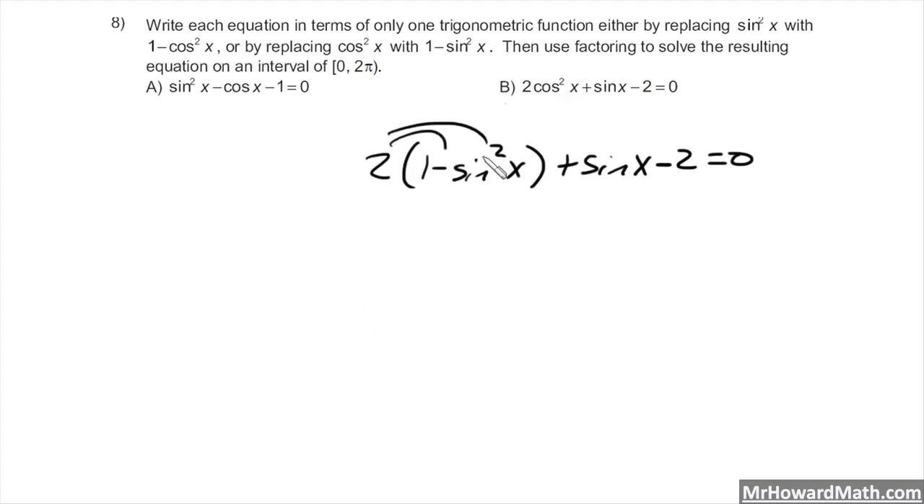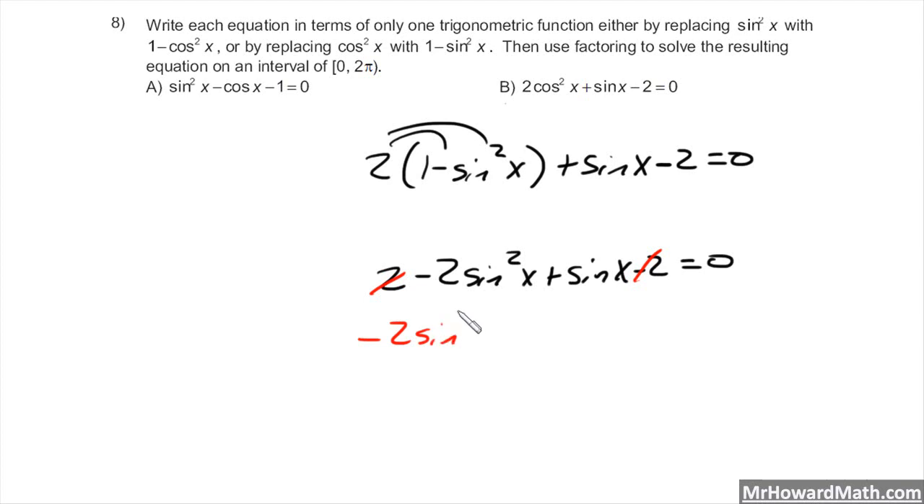So distribute in here. We get 2 minus 2 sine squared x plus sine x minus 2 equals 0. Well, this 2 and this negative 2 cancel each other. 2 minus 2 is 0, so those cancel. And so I'll write what's left: negative 2 sine squared x plus sine x equals 0. So greatest common factor here, we can take out a sine x out of those two terms. So sine x outside, and we'd be left with negative 2 sine x plus 1 equals 0.